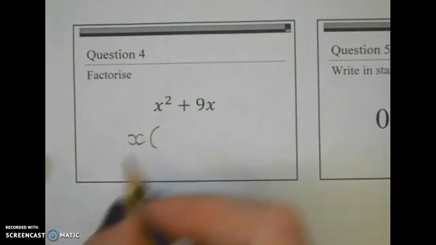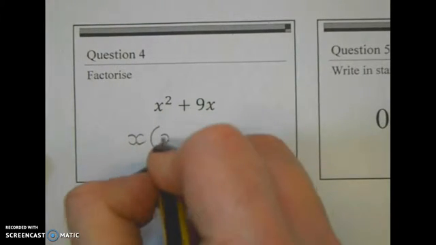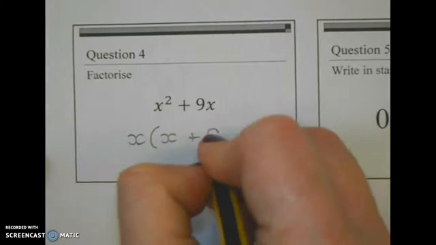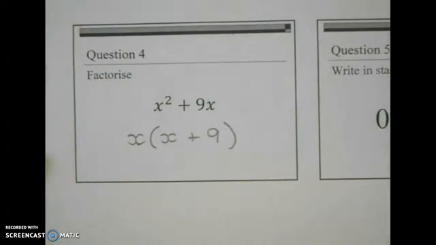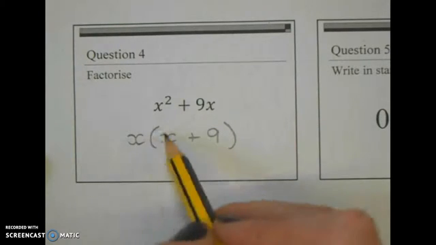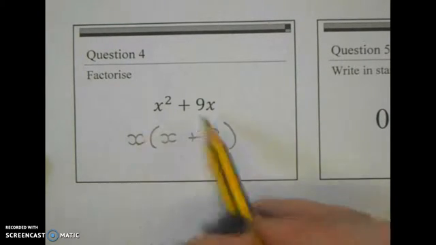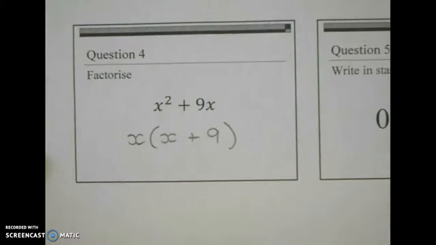If I take x out of both, x squared divided by x is x, and 9x divided by the x is just 9. And you can double check, if you multiply that back out again, you should get that answer. X times x is x squared, x times the plus 9 is the plus 9x for that one.